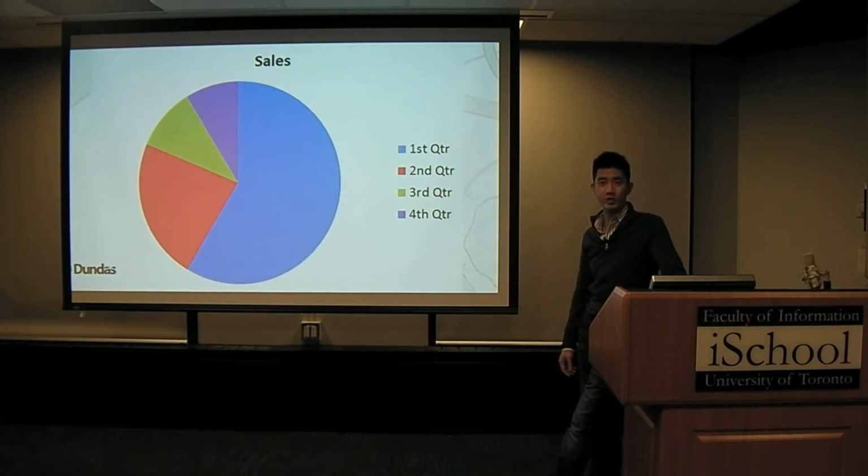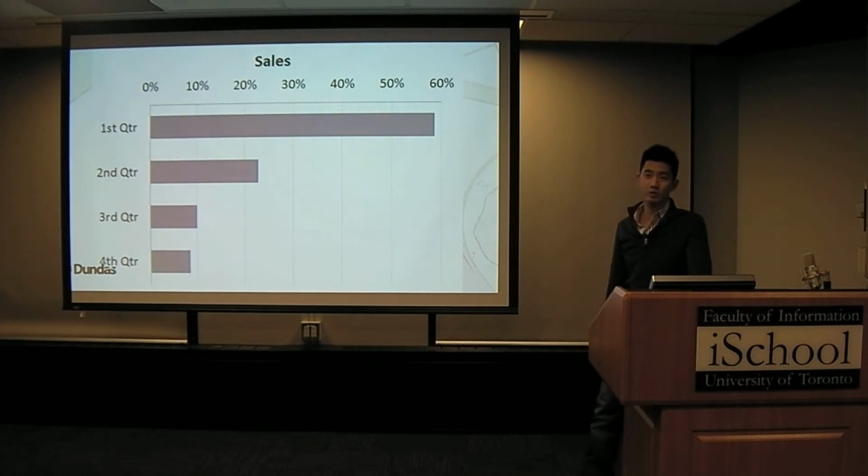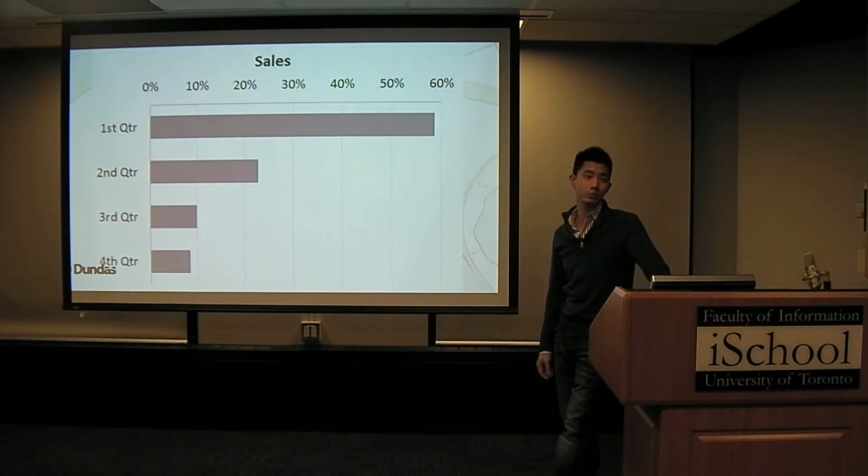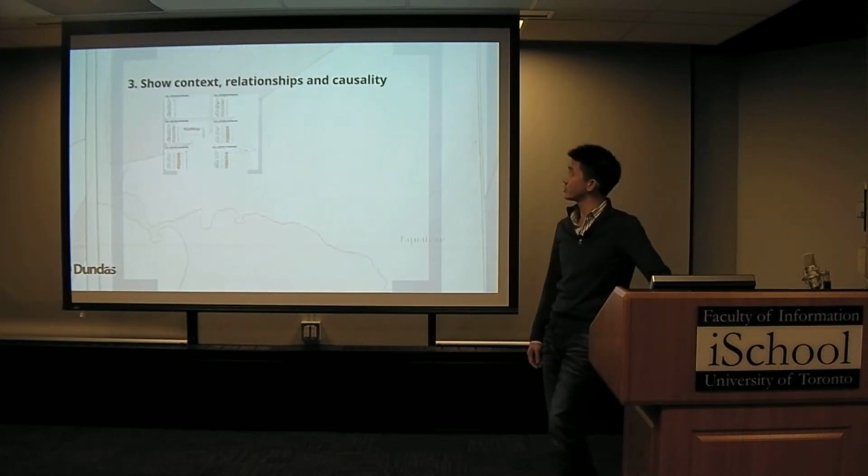But it's still kind of hard to get a sense of what the fourth quarter value is, isn't it? Well, what if you weren't to use a pie and you were simply to use a bar chart? Simple as that. So, moving on. Show context, relationships, and causality.